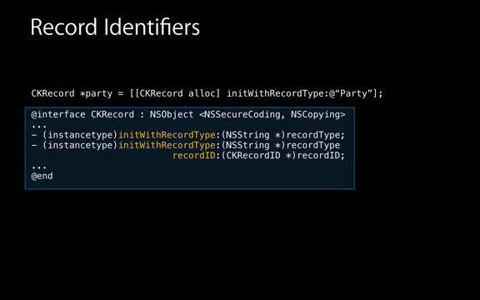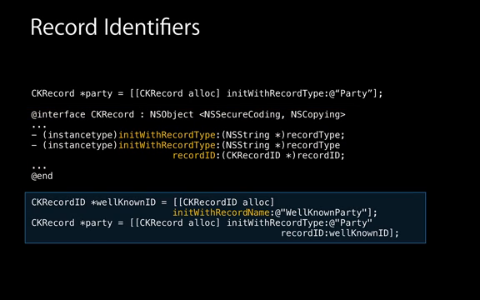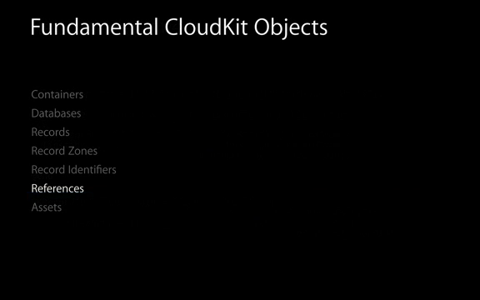Here we are creating a record. You've seen that already. And we've got multiple initializers for CKRecord. You can either choose to provide us a record ID or you could choose not to. If you choose not to provide a record ID, we're going to assign a random UUID to the record. Also, note here that when I created my record ID, I chose not to give it a zone. Throughout CloudKit's API, if you choose not to give us a record zone, we're going to assume that you meant the default zone. So here, I am creating a record ID with the name well-known party that exists within the default zone. So those are record IDs.